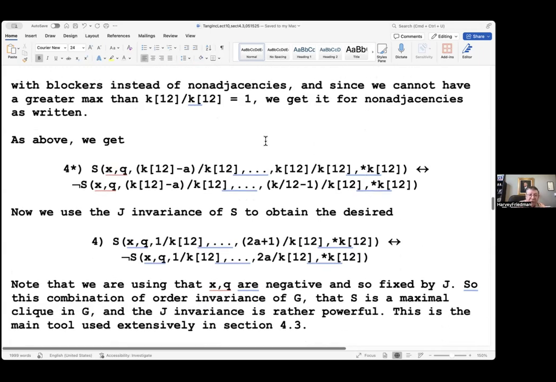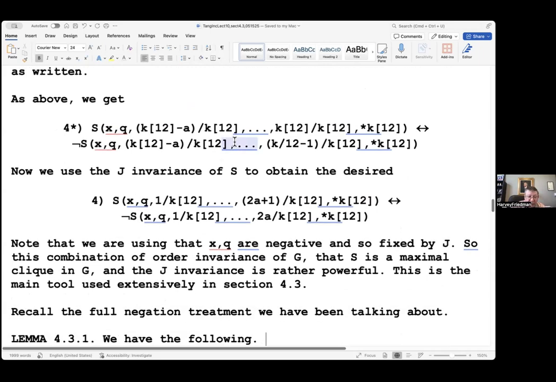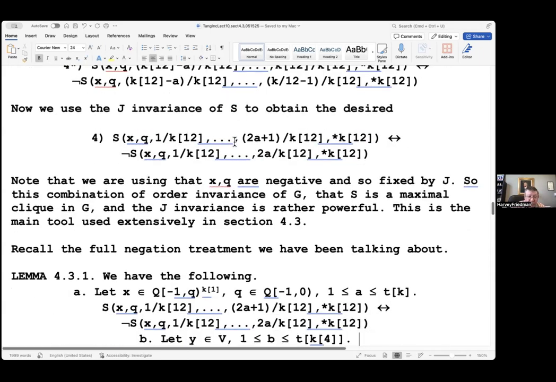But of course, you have to make sure that the blockers are done right in order to handle the induction cases. So that's basically what's going on, and I won't give too many more details.